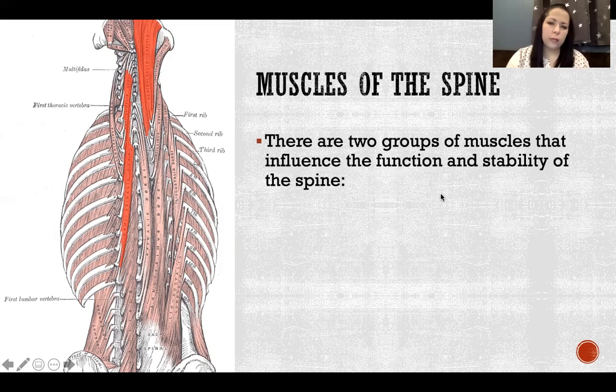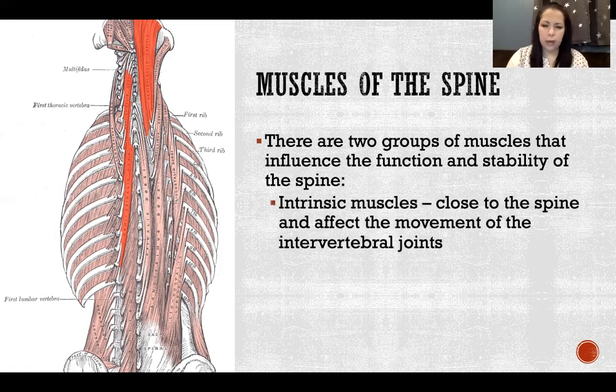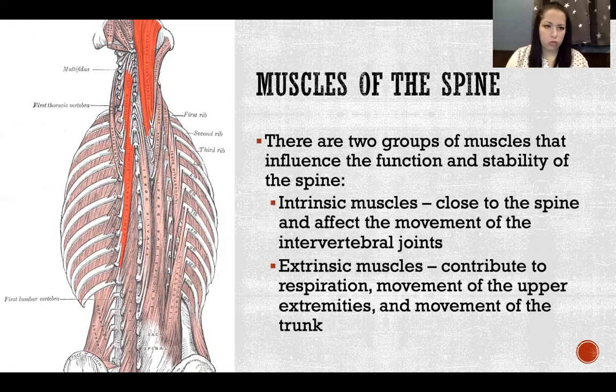Okay, onto muscles of the spine. So there are two groups of muscles that are important in the spine: intrinsic and extrinsic muscles. Now, these terms we can use throughout the body. When we talk about intrinsic muscles, we're talking about those that are completely contained within a segment. So, like, we could discuss the intrinsic muscles of the hand. Okay, so the hands have small muscles that begin and end just within the hand. So those would be intrinsic.